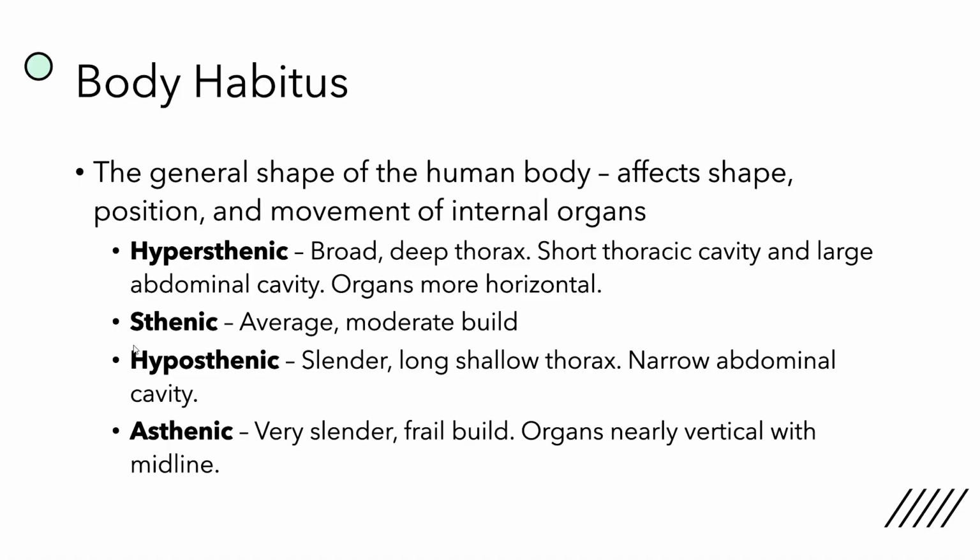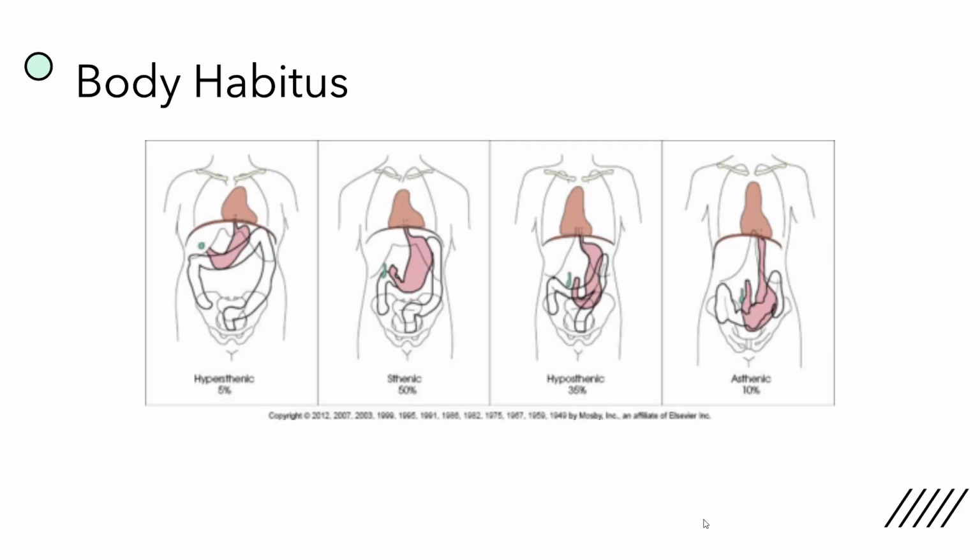Hyposthenic is slightly on the slender side, so they'll have a long, kind of shallow thorax, a more narrow abdominal cavity, and somebody who is asthenic is very slender, very frail, and the organs will be nearly vertical. So it's the opposite of our hypersthenic, where we have more horizontal organs. So here's an image where we can see some of that. This is the heart, this is the stomach. And I think it's most prominent in the stomach, although we can see a little bit of the drooping of the intestines as we become more asthenic.